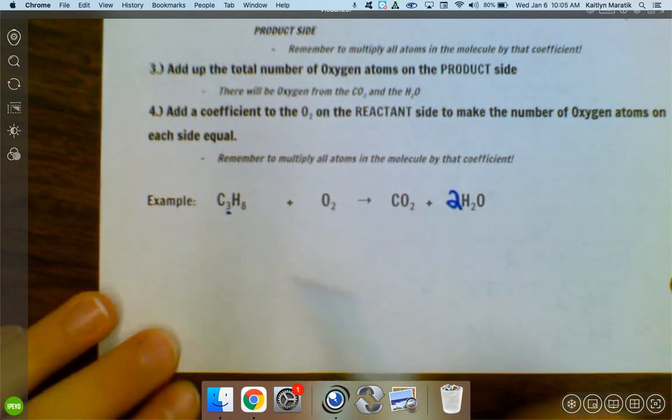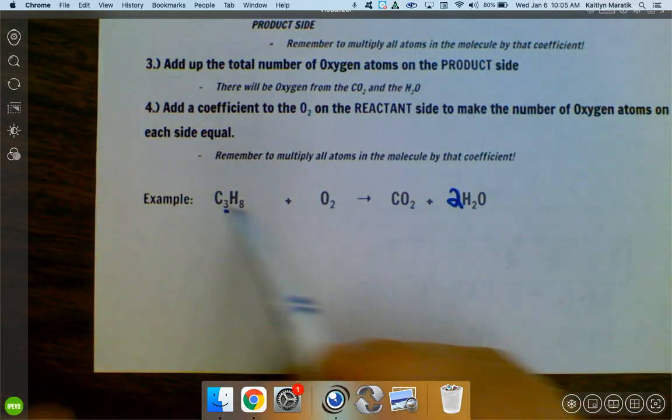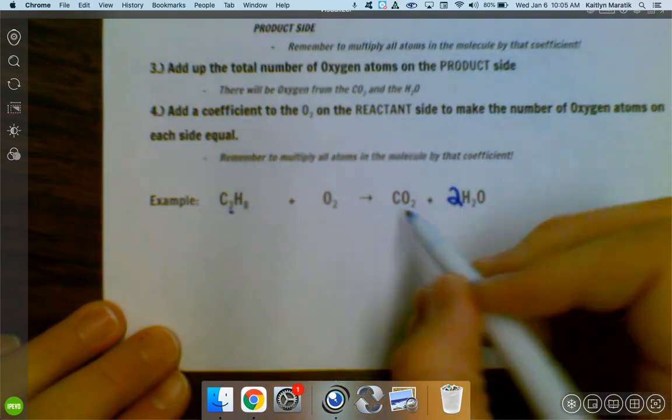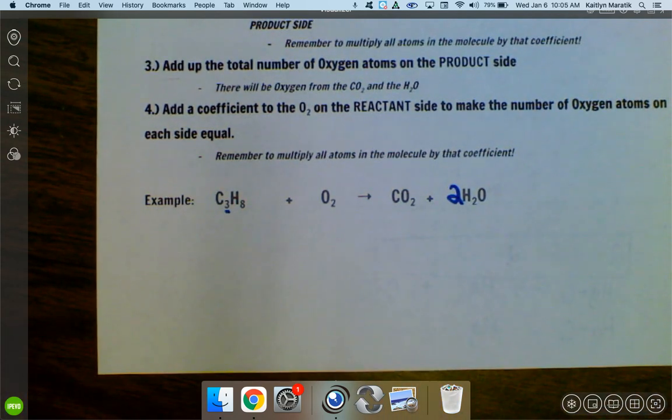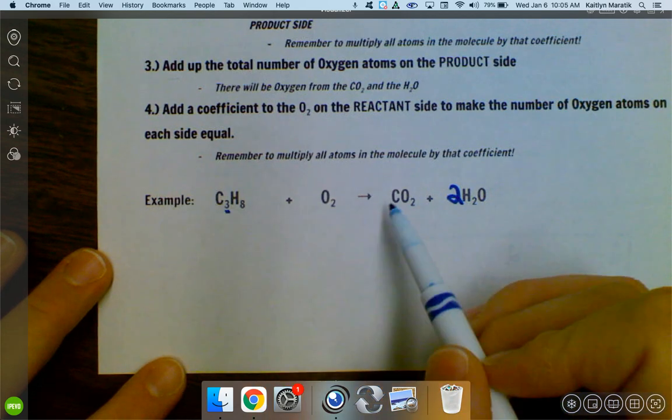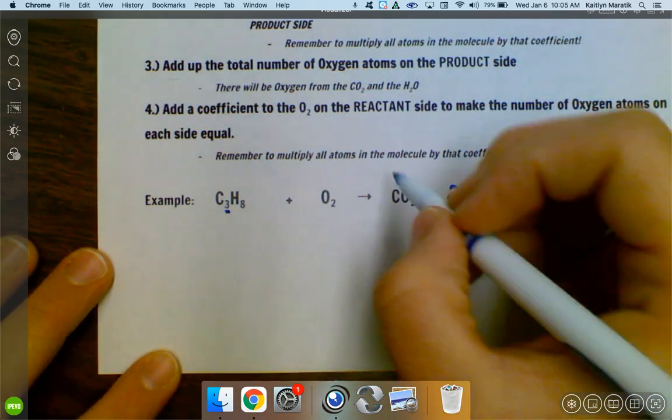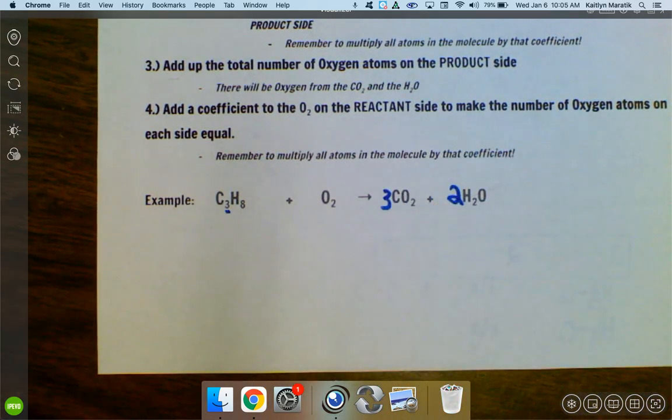We have 3 carbon atoms here. I need to get this so I have 3 carbon atoms over here. How can I do that? I can only change the coefficients, so I'm going to put a 3 out front.